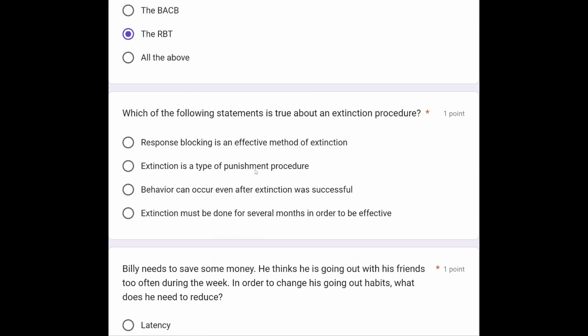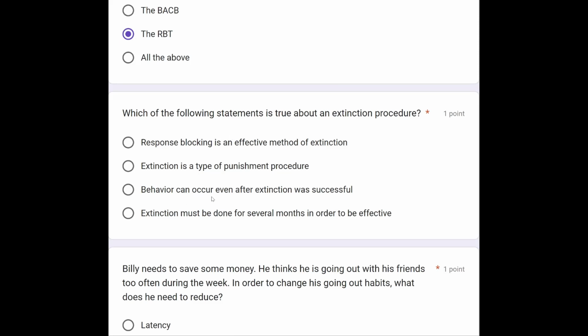A, response blocking is an effective method of extinction. Is response blocking considered extinction? It is not. In order to be extinction, the learner has to have the opportunity to engage in the response. If you block the response, it is not extinction. B, extinction is a type of punishment procedure. No, extinction is its own type of procedure. We have reinforcement, punishment, and extinction. That's our 3 major types, right? Extinction and punishment are 2 different things.